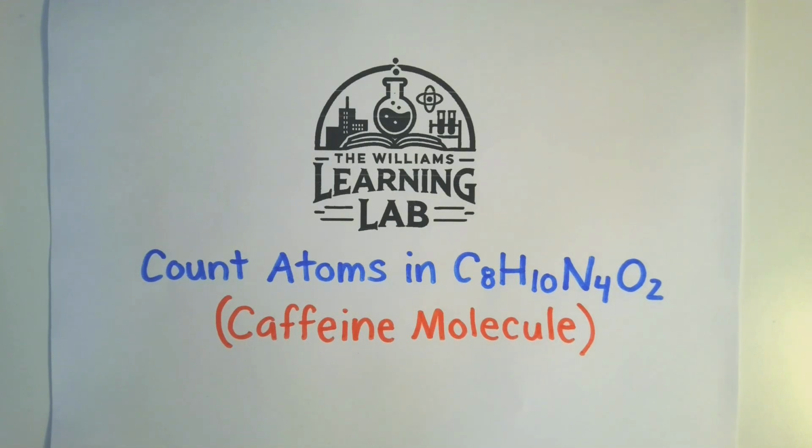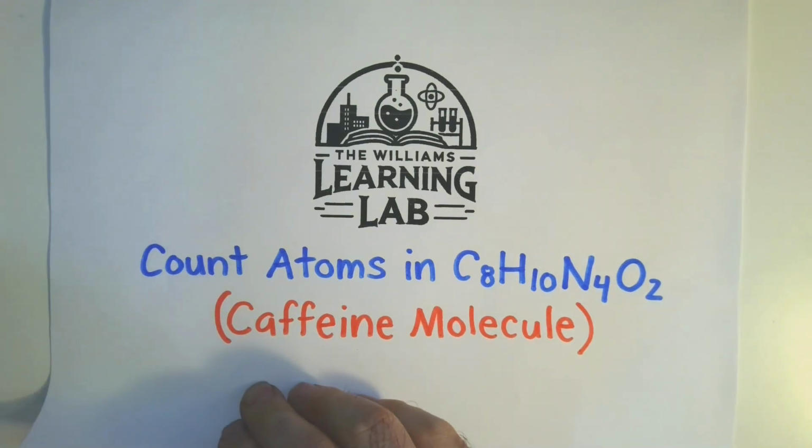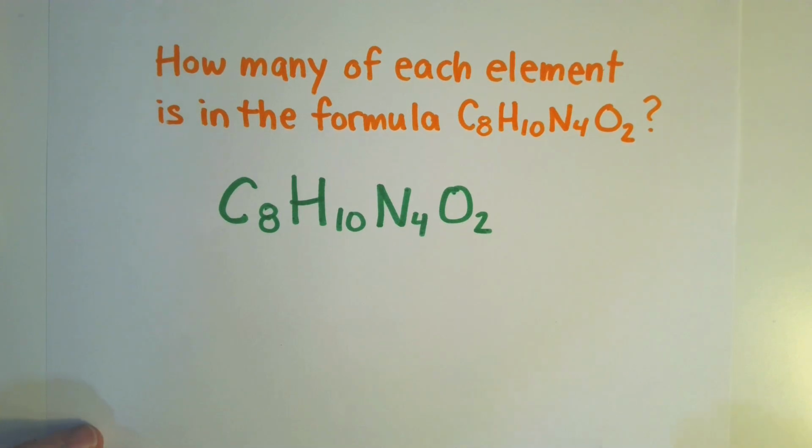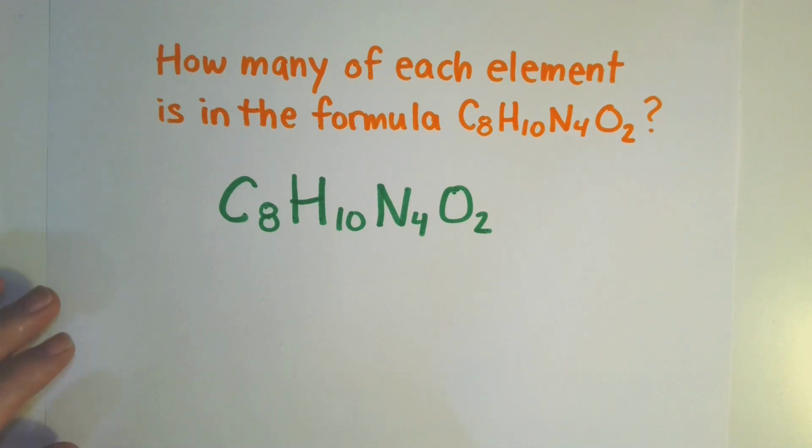In this video, we're going to count the atoms in the caffeine molecule, that's C₈H₁₀N₄O₂. Seems like a lot, but it's kind of easy, so let's get going. Alright, so how many of each element is in the formula C₈H₁₀N₄O₂? Well, let's look at these subscripts.